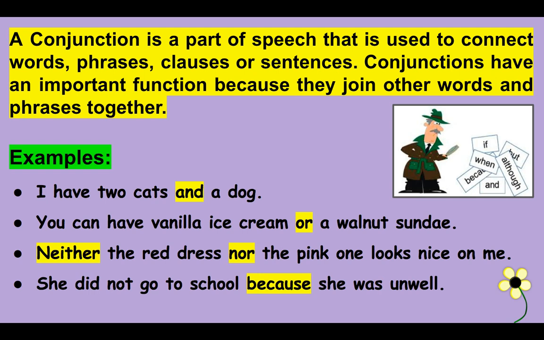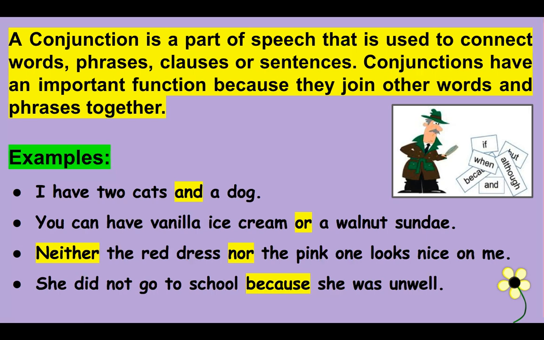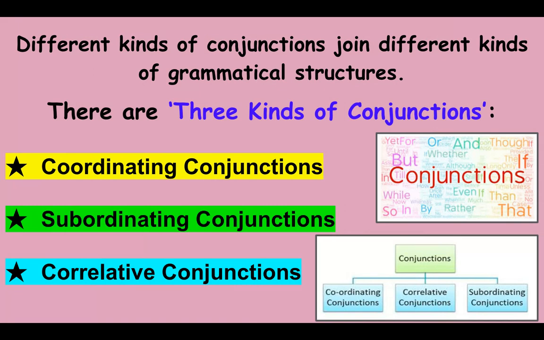You can have vanilla ice cream or a walnut sundae. Neither the red dress nor the pink one looks nice on me. She did not go to school because she was unwell. So, and, or, neither, nor, because are all conjunctions used in these examples. Different kinds of conjunctions join different kinds of grammatical structures.